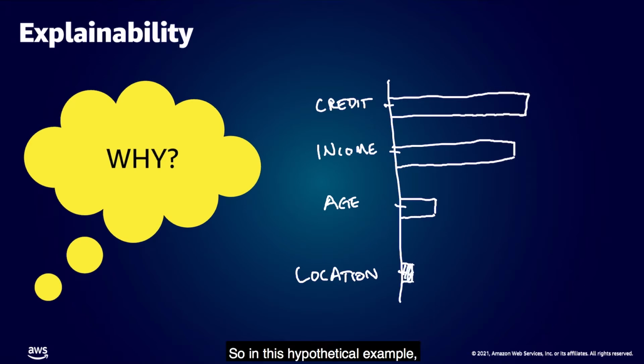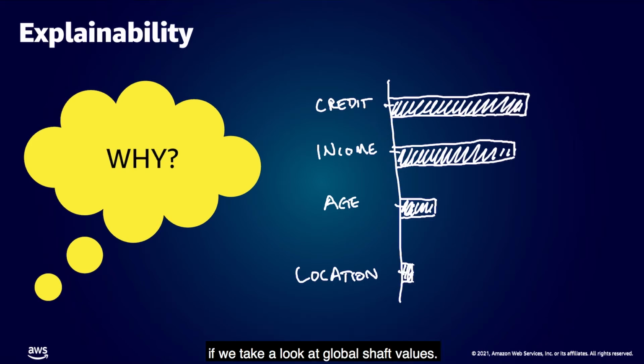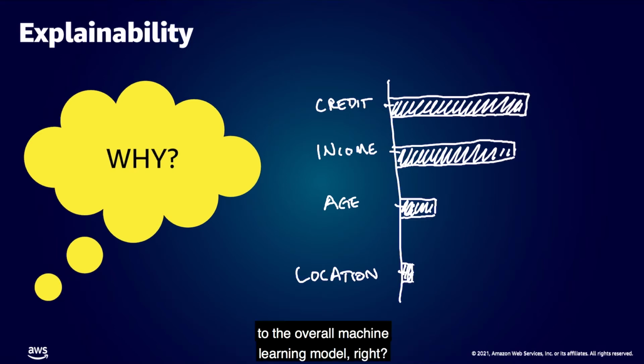So in this hypothetical example, you can see that credit history was the most important variable, the most important feature based off our training data set if we take a look at global SHAP values. Income was a close second, age was third, and location had very little importance to the overall machine learning model. All right, so this is again globally.